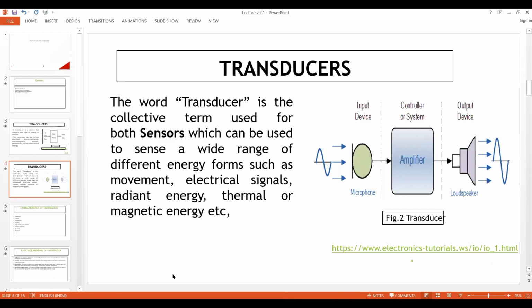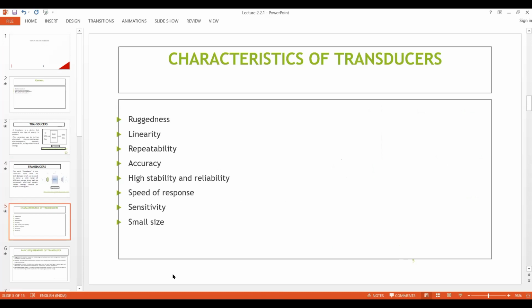A transducer is different from a sensor. A sensor only senses and does not convert anything, like an ultrasonic sensor or a piezoelectric sensor. They will sense a certain wide range of signals, but a transducer is basically a sensor plus conversion. Yes, it can be an input device. Then we require some amplifier or controller, and then the output.